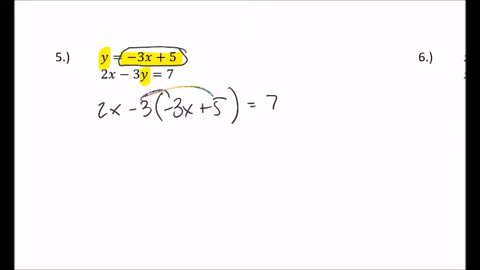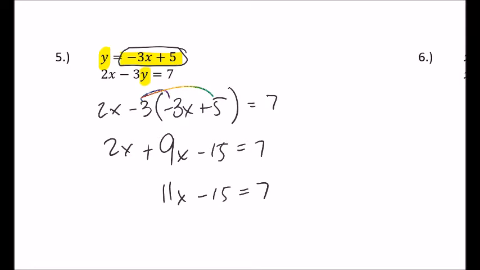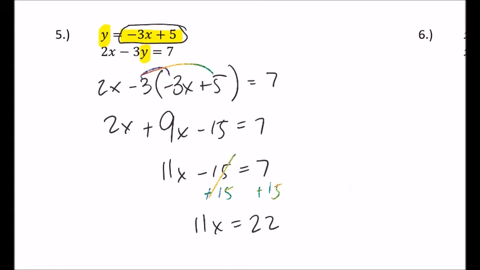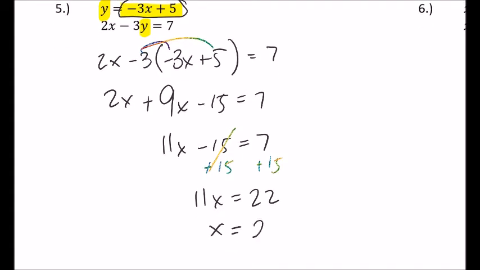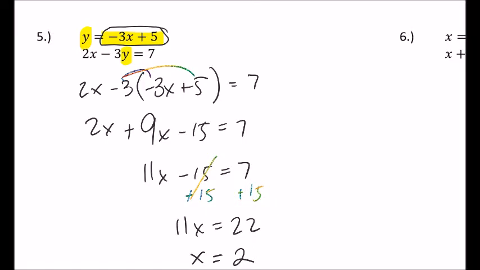My favorite, we get to do the distributive property. Awesome. 2x minus, oh, it's not minus though. You get a negative 3 times a negative 3x. Negative times a negative is a positive. You get 9x right there. Negative 3 times 5 is negative 15 is equal to 7. We get 11x minus 15 equals 7. I get to add 15 here and add 15 here. When I do so, I get 11x is equal to 22. And then it all comes into place. I get x equals 2.